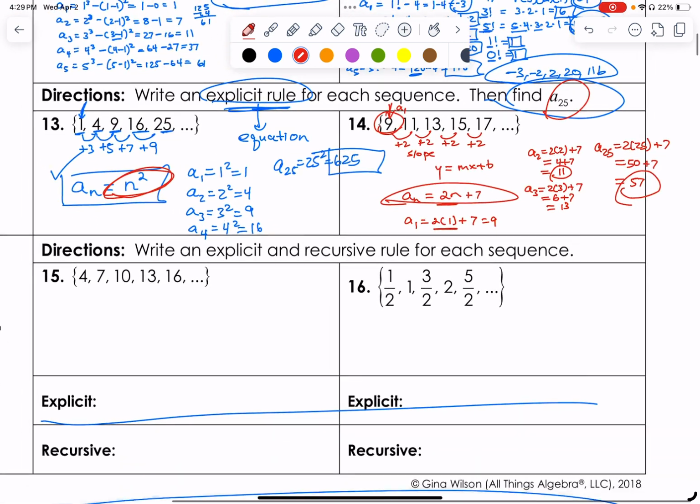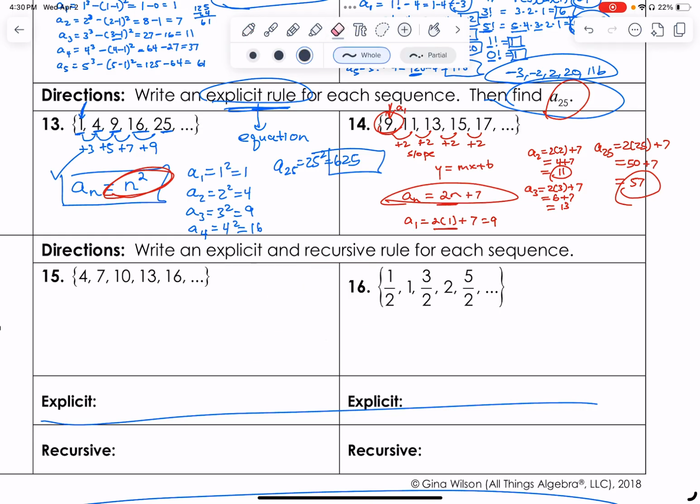All right. Now it wants me to do an explicit rule and a recursive rule. An explicit rule is an algebra equation where you write a sub n, so your equation is going to have a variable n in it. The recursive rule is when you do a sub n and you use previous terms like a sub n minus 1. And the thing you have to remember on recursive is you have to specify what a sub 1 is. Okay? So that's what we're going to do.